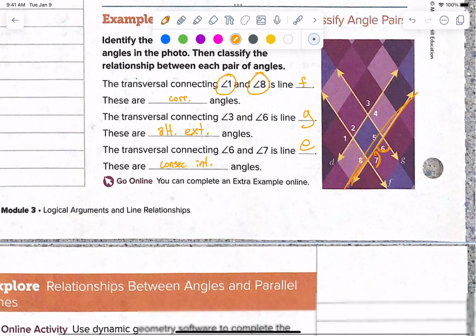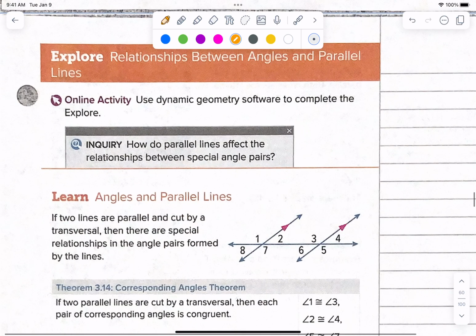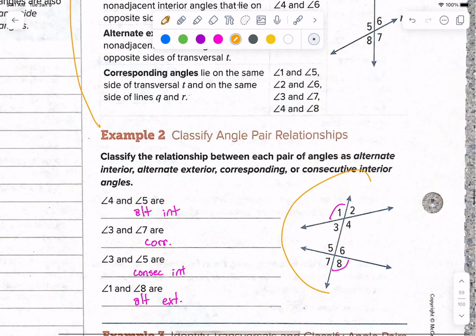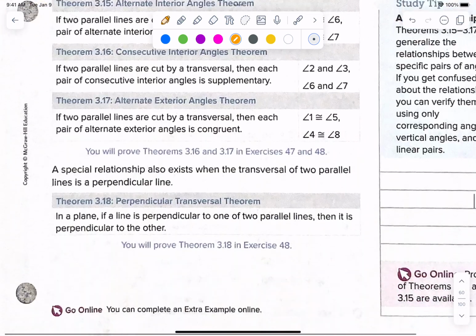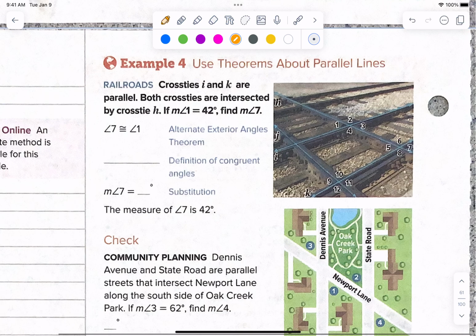Perfect. All right. Now they're going to move on and say, we're talking about parallel lines. So not just any old weird lines like these guys. We're going to talk about parallel lines, and they're going to have us solve for some things. Okay? So let's go to, here we go.